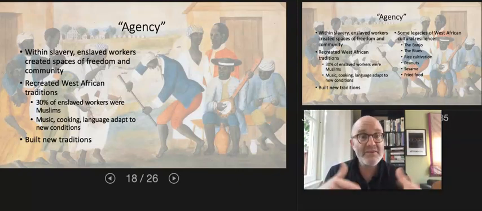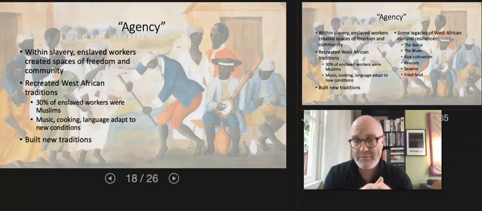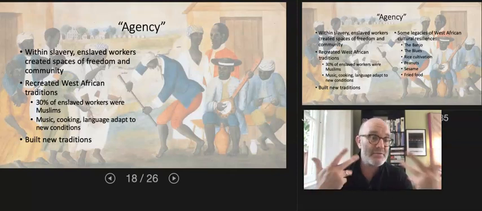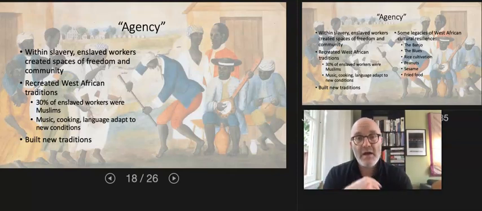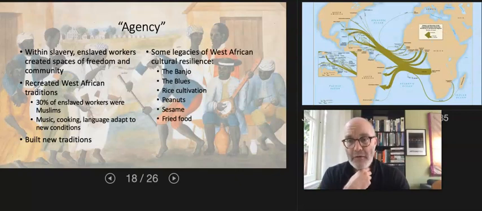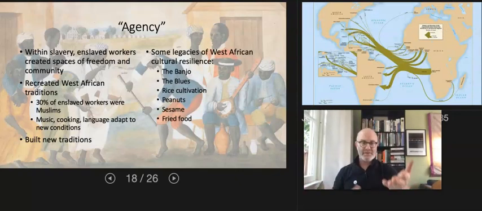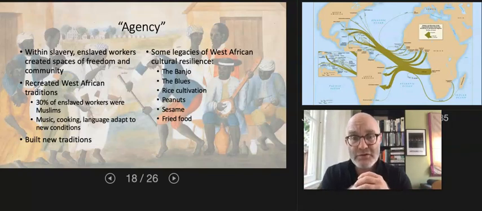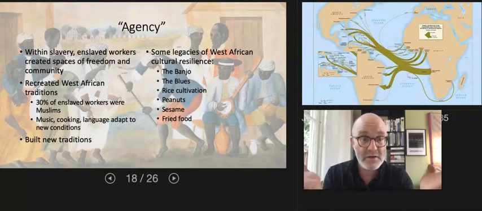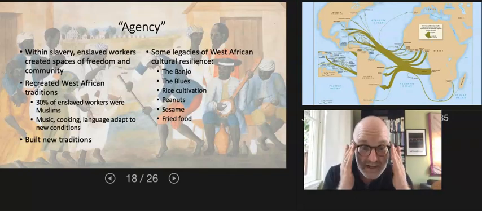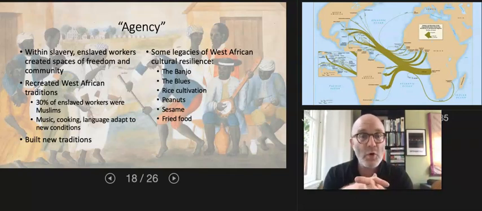And that's important because it influences a lot of the traditions of enslaved Africans in the Americas. Music, cooking, language, they all adopt and adapt to their new environment. They build new traditions as well. Just some examples in the background of this painting. You see someone playing what looks to be a banjo. Again, this is the first depiction we have of a banjo. It's actually a West African instrument that's made out of a gourd.